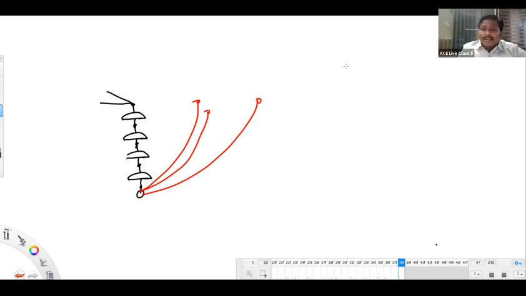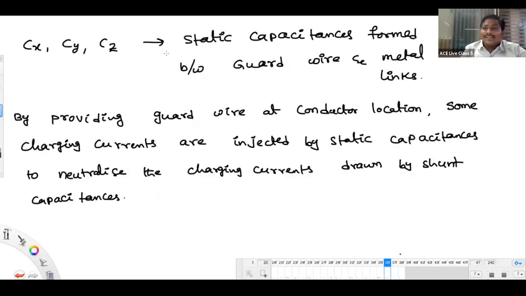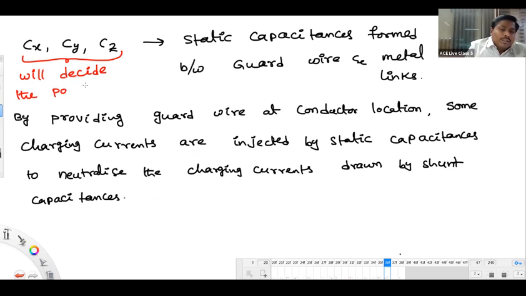That will be decided by the capacitances Cx, Cy, Cz. These three capacitances will decide the position of the guard wire in the string insulator assembly. So our aim is to find out these capacitances Cx, Cy, Cz.